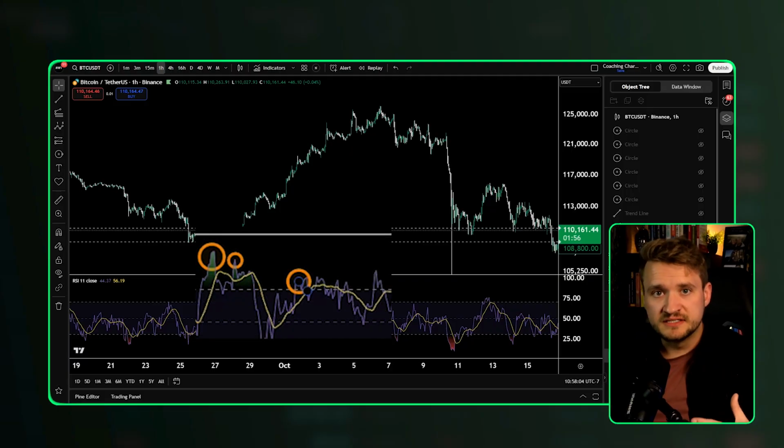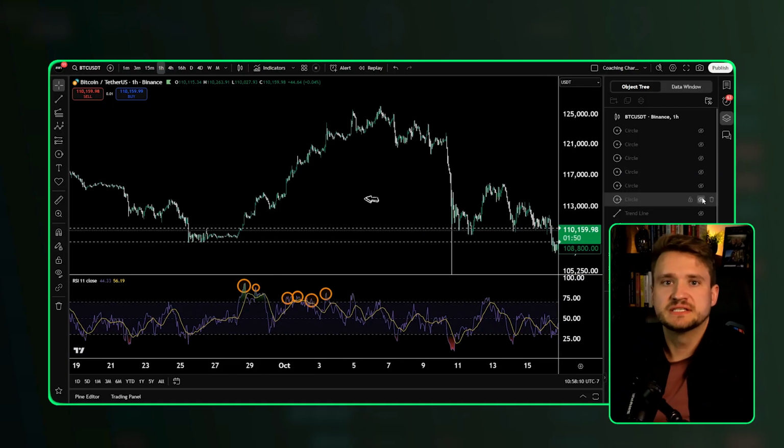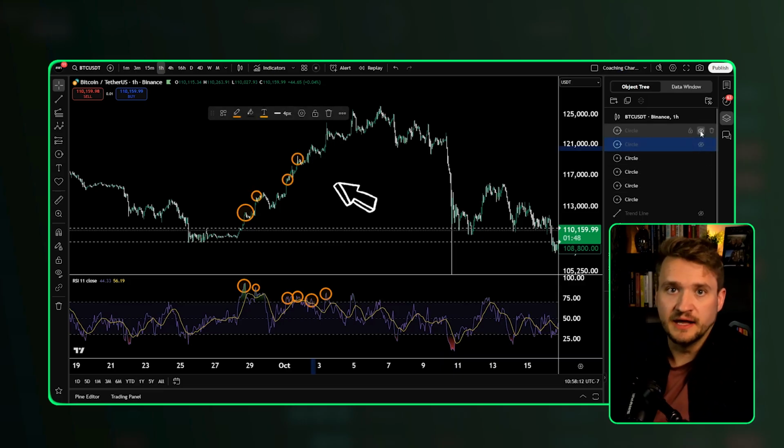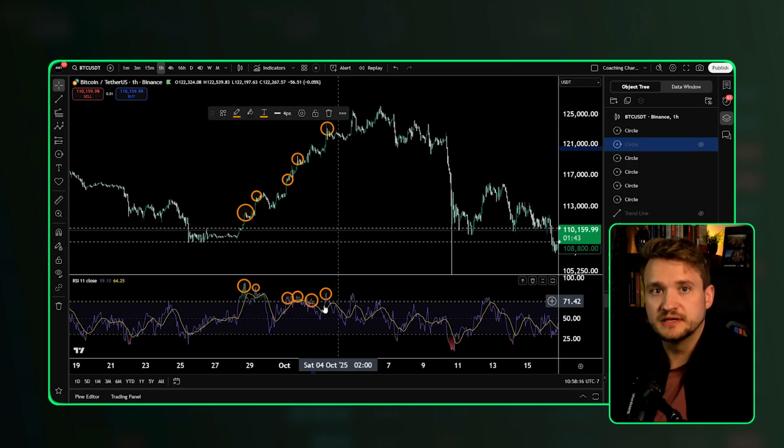This is the exact RSI trap that 99% of retail traders fall into. They see that the RSI is overbought right here, and so they short the market. But the price continues to rip higher and higher and higher, and they get stopped out, even though the same signal here, here, and here continues to print.